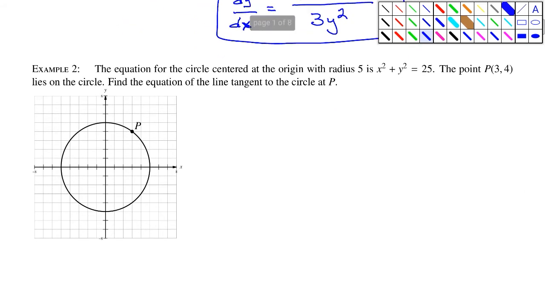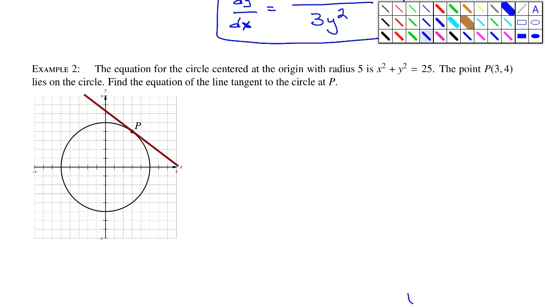The equation of a circle centered at the origin with radius 5 is x squared plus y squared equals 25. The point (3, 4) lies on the circle. Find the equation of the line tangent to the circle at point P. So let me go ahead and draw in the line tangent at point P.